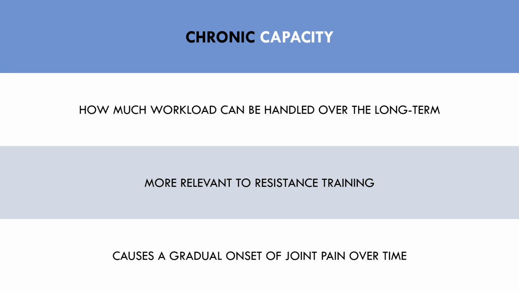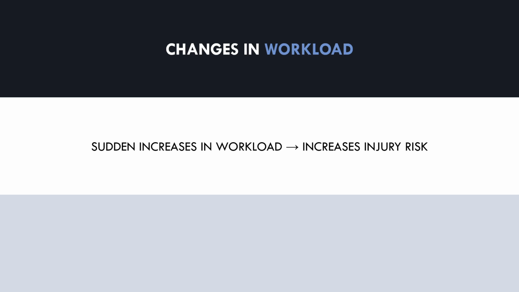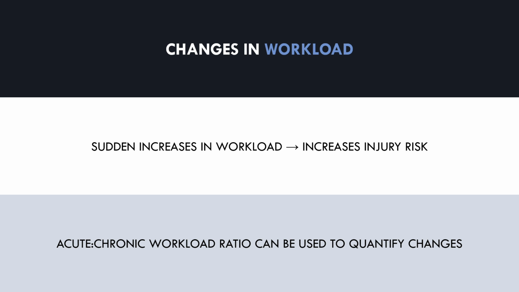The next principle to understand is how changes in workload influence injury risk. Essentially, sudden increases in workload increase a trainee's risk of experiencing pain and injury. The acute to chronic workload ratio has been used in the literature as a way to quantify changes in workload. While this ratio may not be a perfect way to quantify changes in workload, it can be useful to help us understand changes in workload.